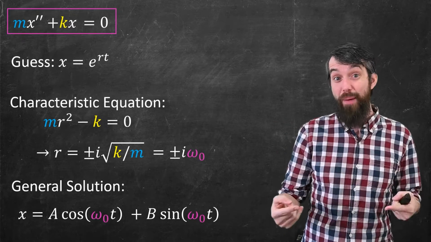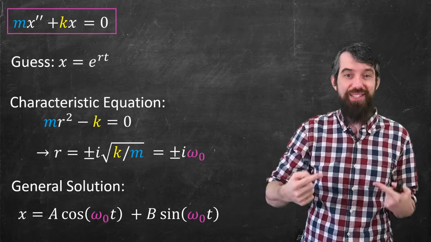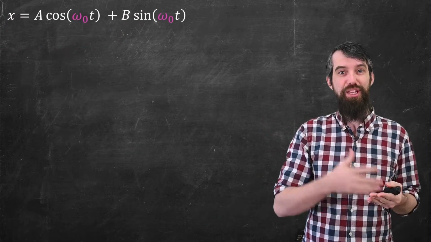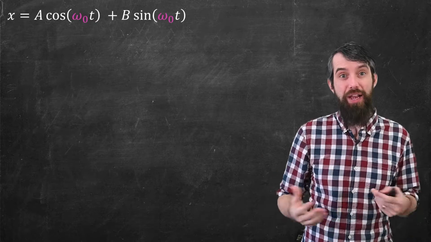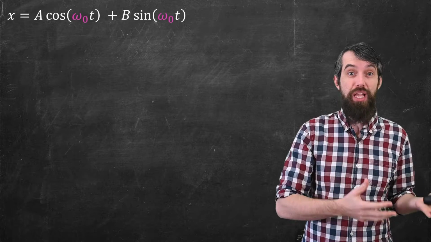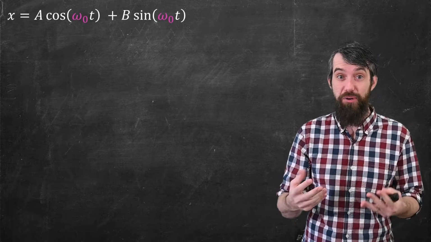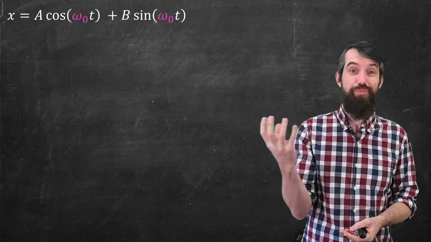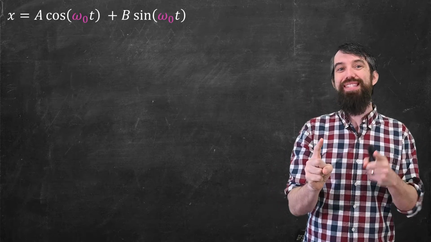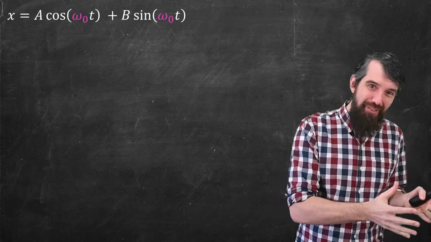Bigger values of omega naught means my sine and cosine terms oscillate faster. So this solution that I have to the mass on the spring problem is perfectly fine, and it does make sense from the perspective of oscillations. Cosine and sine are both oscillating terms, and we were expecting our mass on the spring to go back and forth and to oscillate.